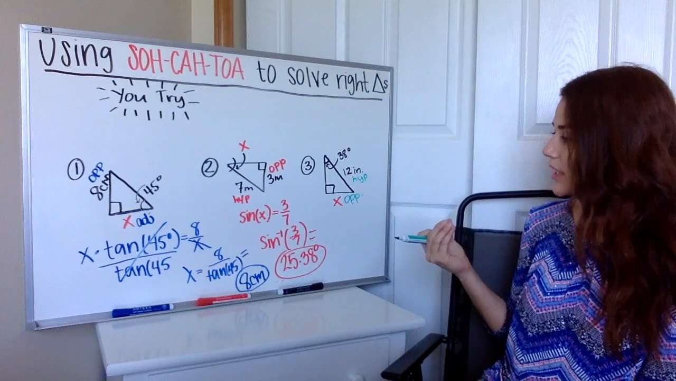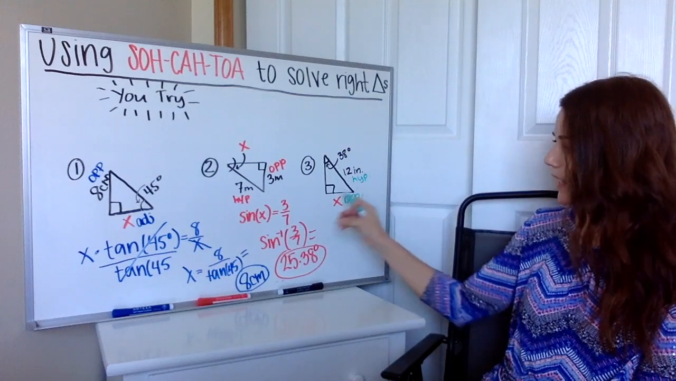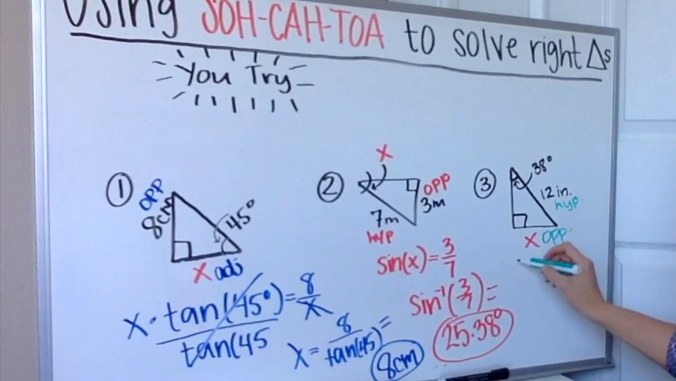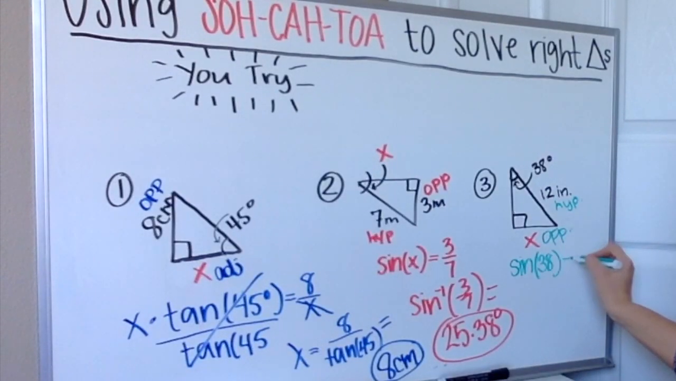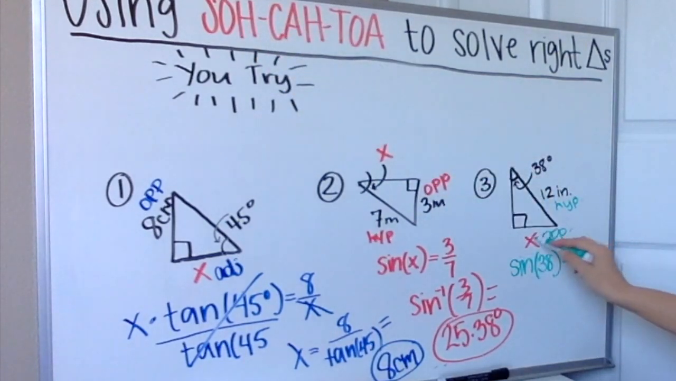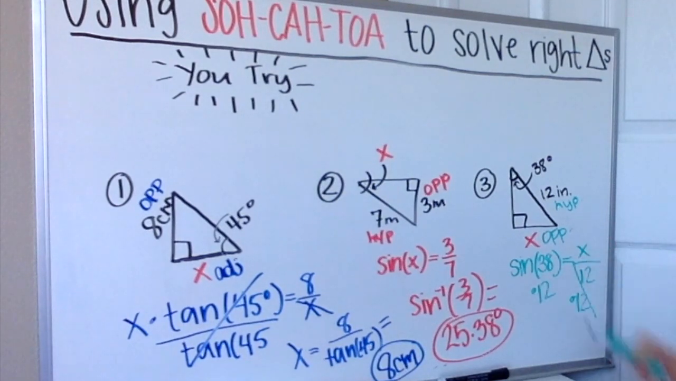We're going to have to solve slightly differently though because we're solving for a side instead of an angle this time, but we'll set it up the same. So sine of our angle, which we're given, is 38, equals, sine is opposite over hypotenuse, so our opposite is x, over our hypotenuse, which is 12. If we want to solve for x, to get rid of divide by 12, we would multiply by 12. So our x is going to be sine of 38 times 12.